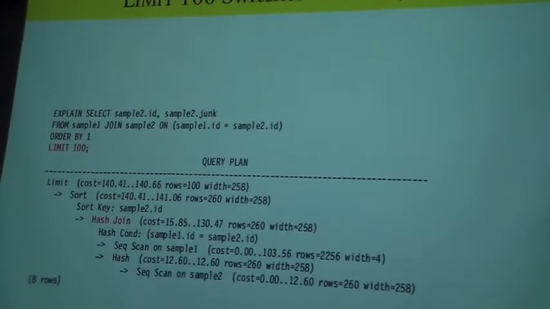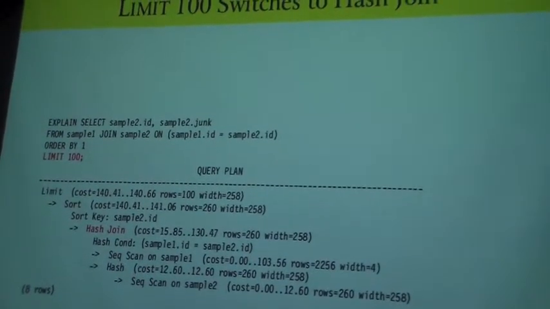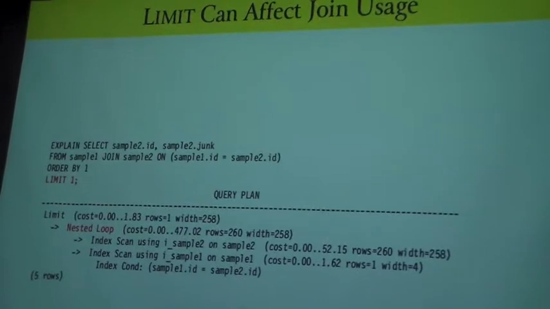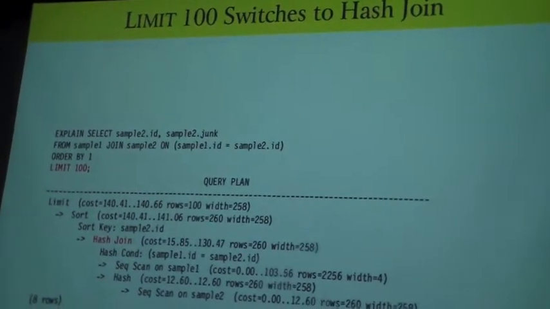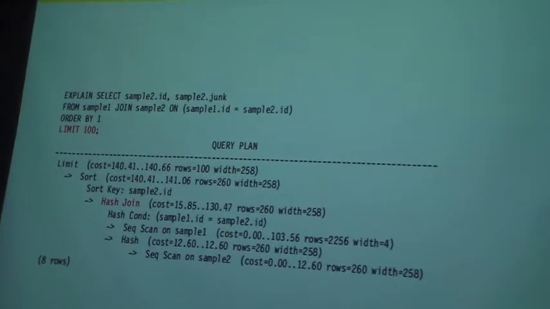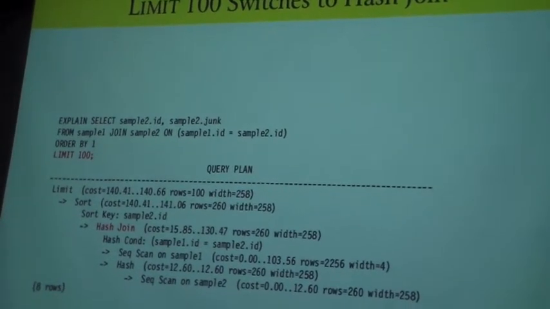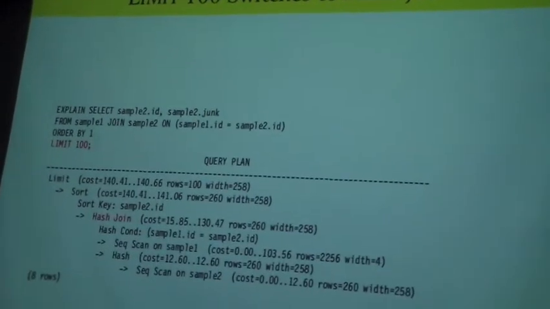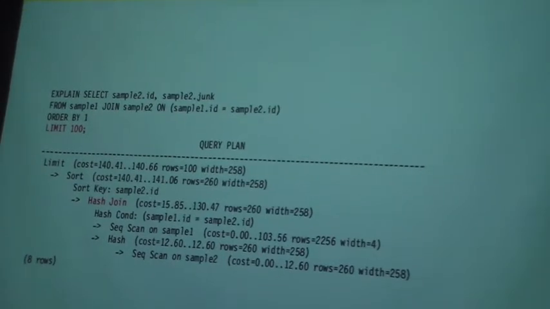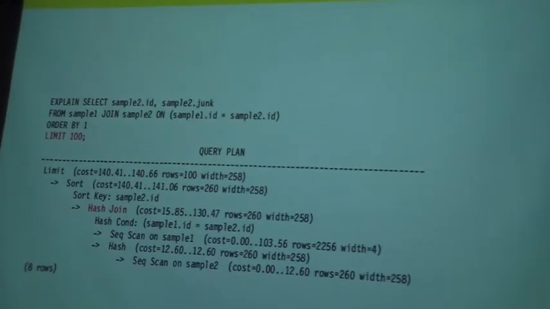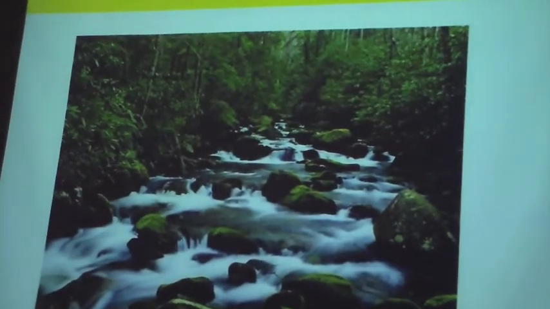What if I say 100? Okay, now we're back to where we were before. So you see what I'm saying? 1 was a nested loop, 10 was a nested loop, 100, we're back to a hash join. Now I'm returning too many rows. So again, another example of how the optimizer is using those smarts to adjust what it's doing to figure out how to get the answers to you as quickly as possible. Okay? So that does finish my talk.